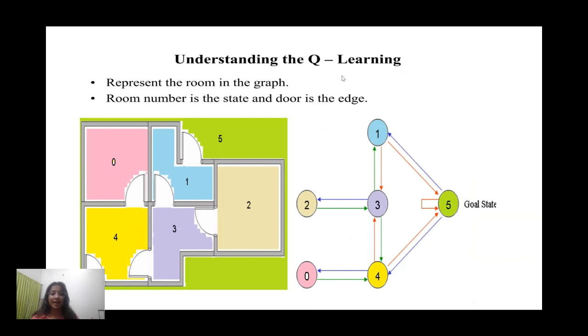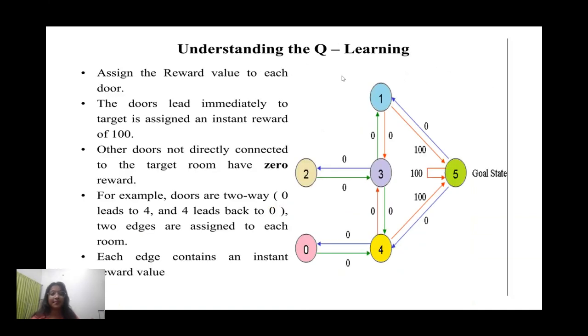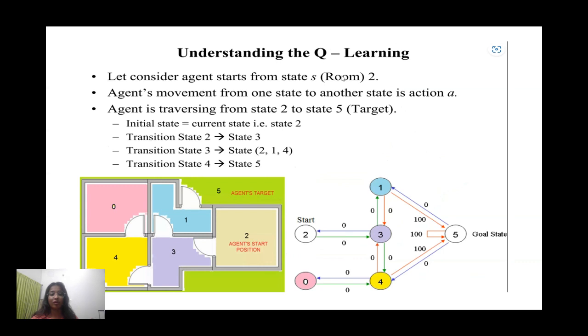Represent the rooms in a graph. The room number is the state and the door is the edge, as you see over here. Assign a reward value to each door. The doors that lead immediately to the target are assigned an instant reward of 100. Other doors not directly connected to the target room have zero reward. For example, those are two-way: 0 leads to 4 and 4 leads to 0. Two edges are assigned to each room, and each edge contains an instant reward value.